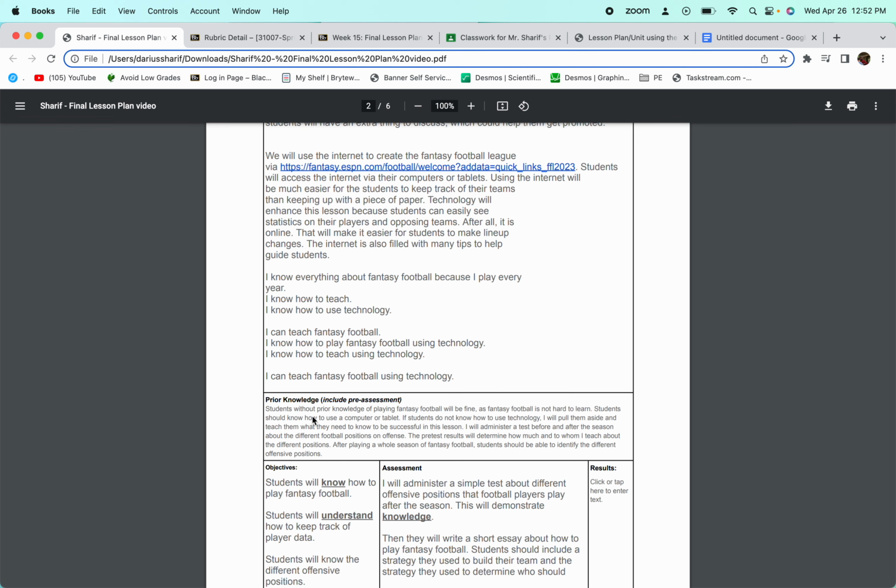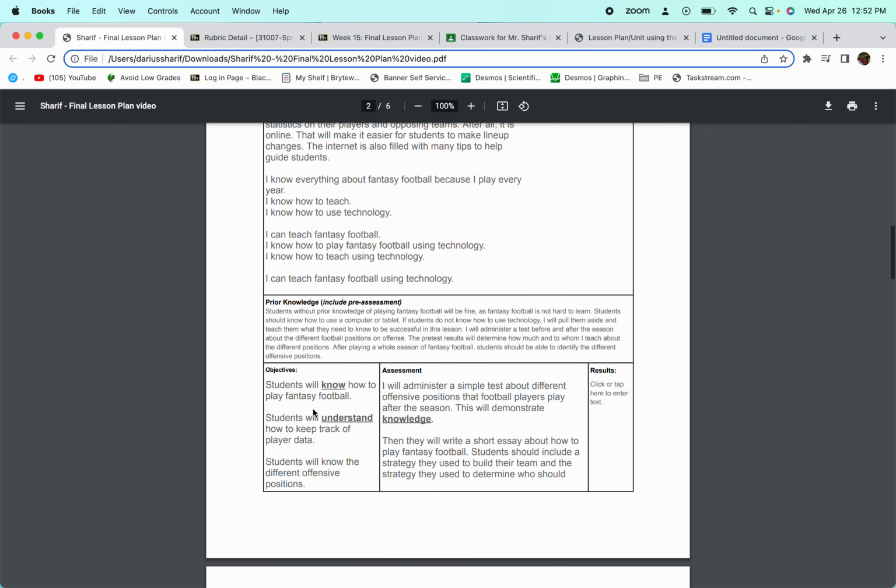And then I also have a pretest for the positions, the offensive positions in football, as those are the main positions in fantasy football. So learning those would be essential to understanding and building a good roster.